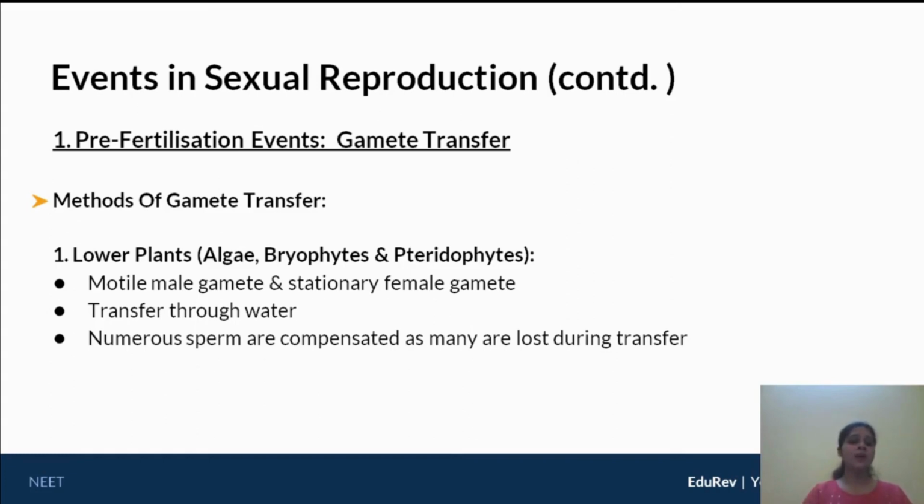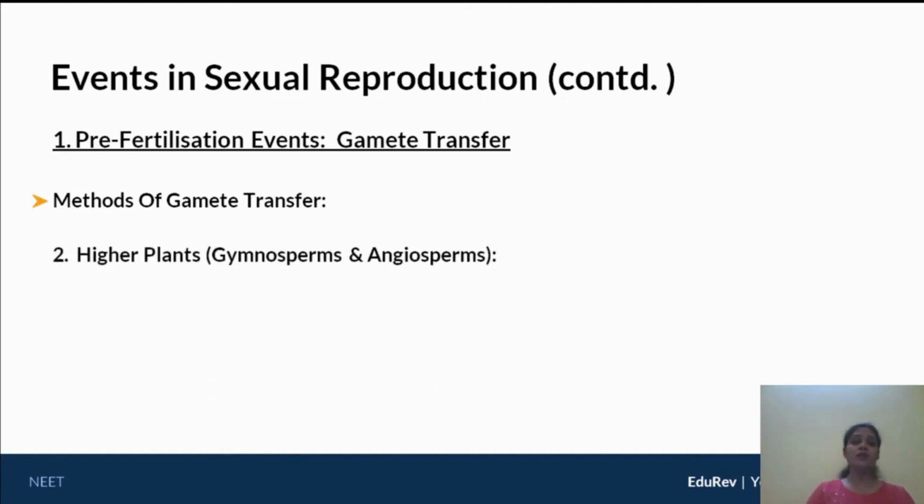So numerous sperm are produced, and this is compensated because there's a lot of loss during transfer. Okay, now moving on to higher plants, so that is your gymnosperms and angiosperms.